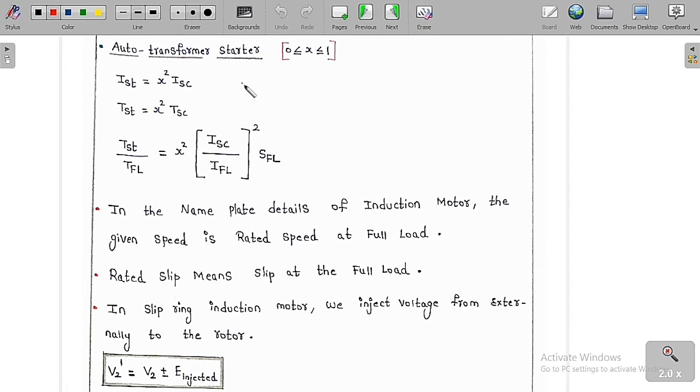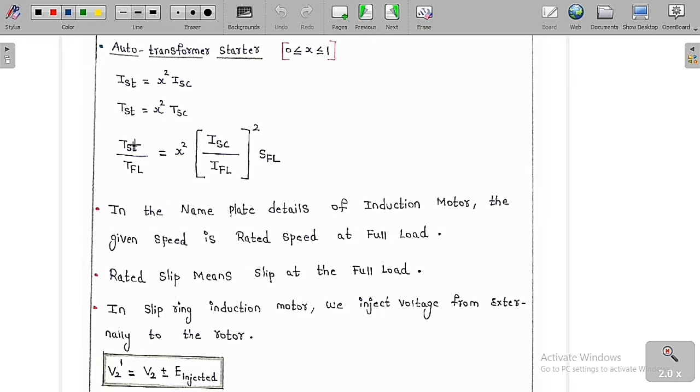Basically it means that the starting current in the auto transformer is x squared times the starting current of DOL, and the starting torque through the auto transformer is equal to x squared times the starting torque of DOL. So therefore, simply we can say that the starting current because of the auto transformer is equal to x squared times the starting current of DOL, and the starting torque of the auto transformer is equal to x squared times the starting torque of DOL.